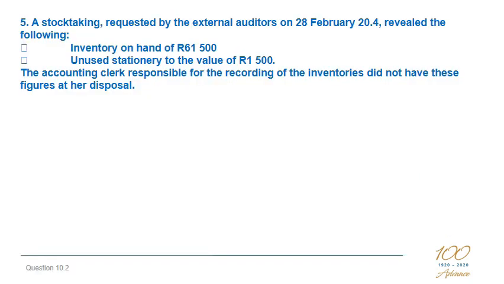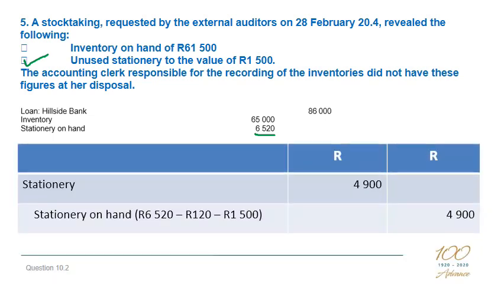The next item under number 5 that we're going to deal with now is the unused stationery to the value of 1,500. Again, let's just have a look at how we accounted for it in the pre-adjustment trial balance. You remember we had a stationery on hand account, an asset account of 6520. But now we also made adjustments to the 6520 when we had additional information number 1. So I would have to calculate the stationery on hand just before the stock taking.